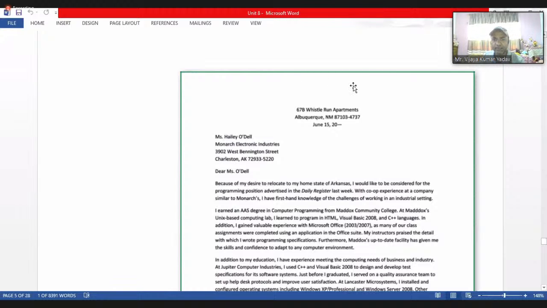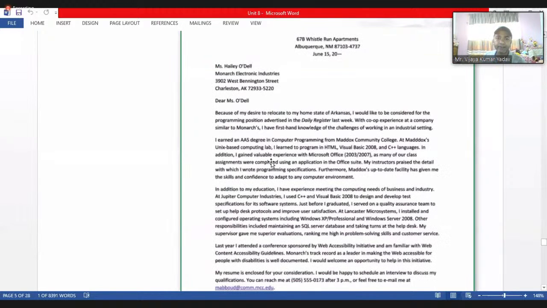Clear? And then you will write your address. This is your address. So 670 67B Whistle Run Apartments. And below address here date. See. And below it 1-line gap. Remember line gap. Then you write the name of the person to whom you are writing this job application. Miss Haley Odell. And so name of the company given, address given. Okay, and then here again 1-line gap.